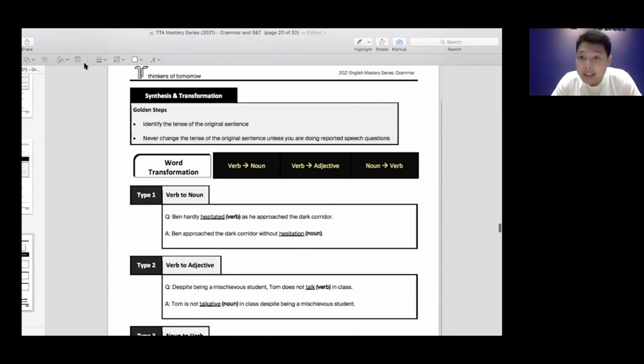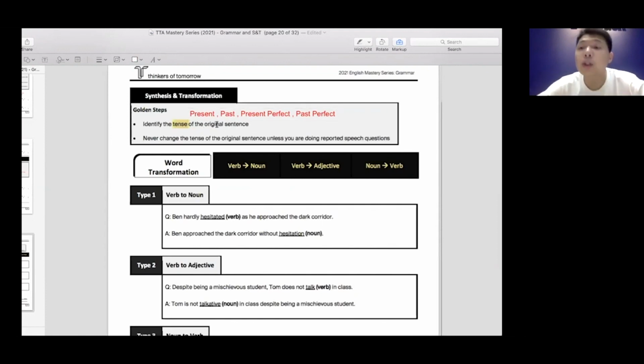Every time you encounter synthesis and transformation, the first step you're going to do is always identify the tense of the original sentence. Is the tense present tense? Is the tense past tense? Is the tense present perfect tense? Or is the tense past perfect tense? This is so important. Why do you need to identify the tense of the original sentence?